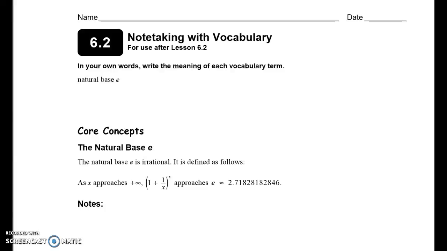Go to page 161 of your journal and fill in the definition for the natural base e. If you look below at the core concepts, the natural base e is an irrational number. It's similar to pi. Pi is a number that we know as 3.14, and then it goes on forever. e is about the same thing, except it's 2.718, etc. So we're going to be using this number in the next chapter.